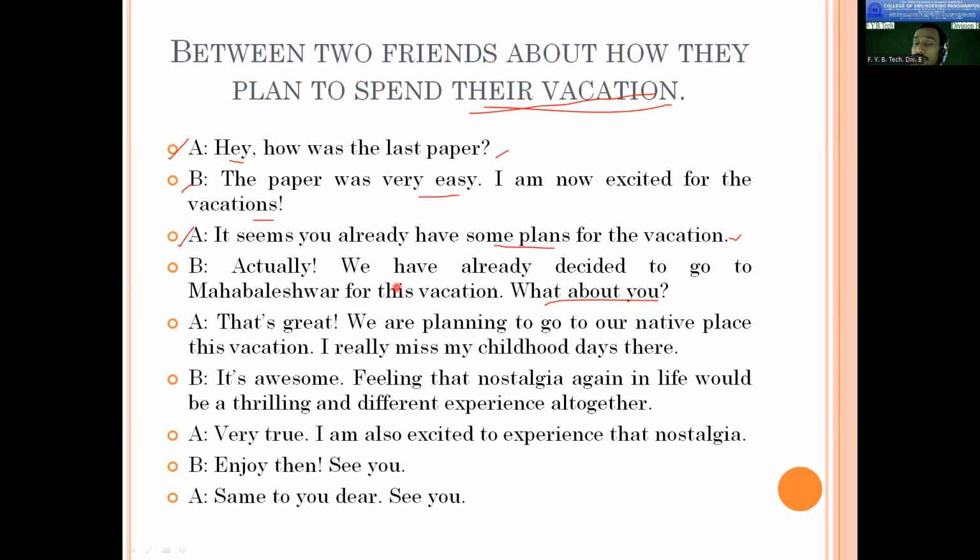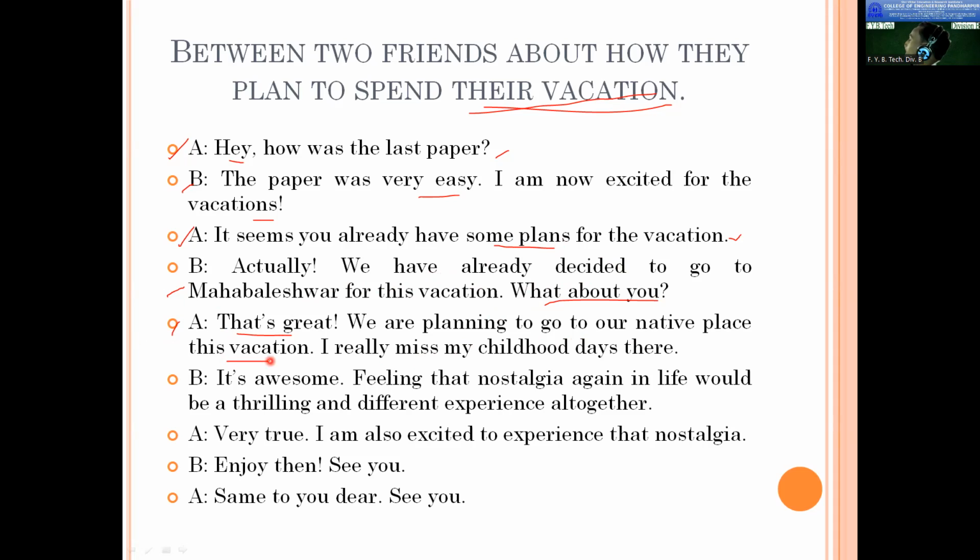त्यातलाच एक plan काय आहे? We have already decided to go to place Mahabaleshwar. And similarly, he's also asking, also inquiring about the plans of A. A चे काय plan आहे? So A says, that's great. What is great? That we are going to Mahabaleshwar. That's great. Okay. We are planning to go to our native place this vacation.